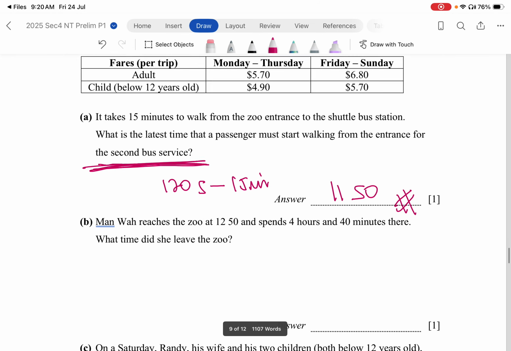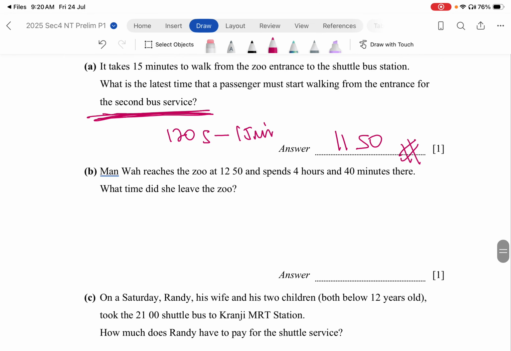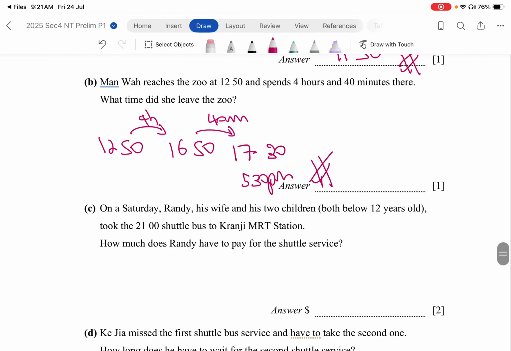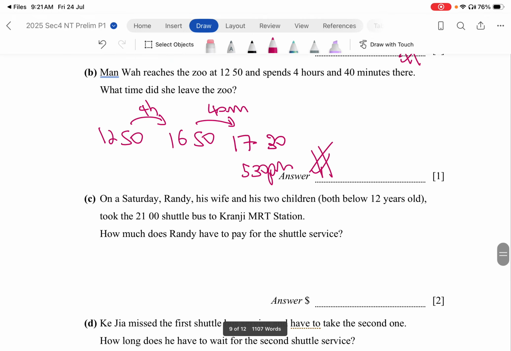So Manwa reached the zoo at 12:50 and spent 4 hours and 40 minutes. What time did she leave the zoo? 12:50, plus 4 hours is 16:50, plus 40 minutes, 17:30 or 5:30 p.m. Either of these two. Okay for this. If not these two, then we should be wrong.